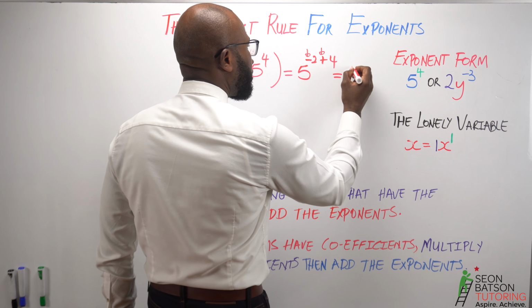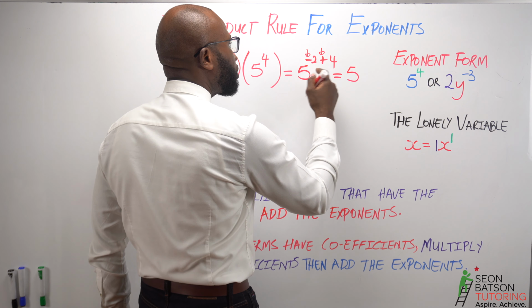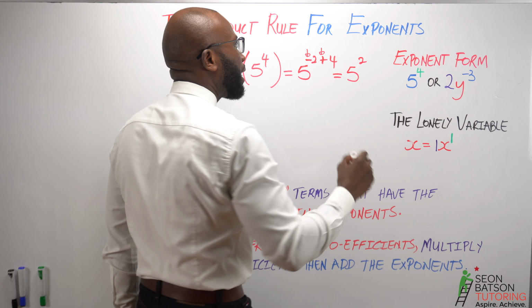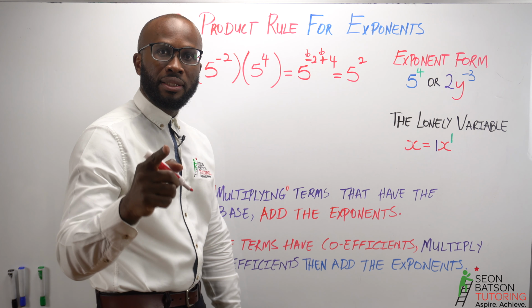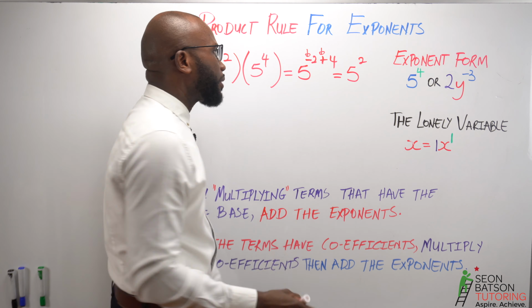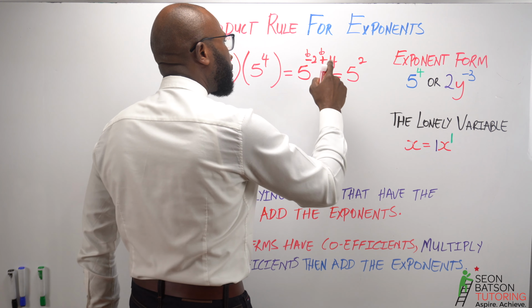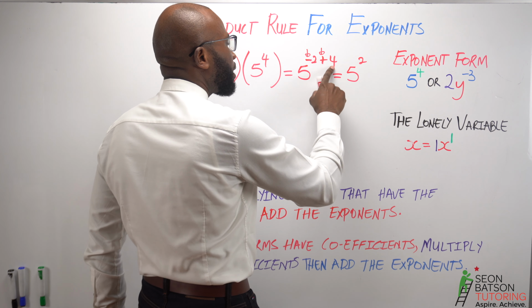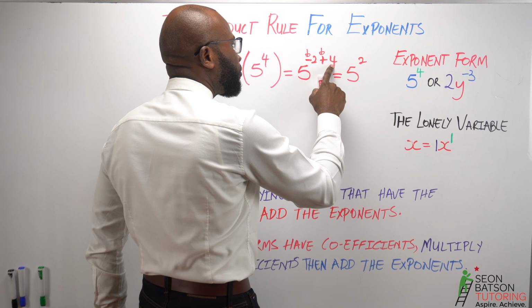Yes? So our base stays the same. If we subtract 4 and 2, we will get 2. And after subtracting, we always do what? Keep the sign that's in front of the bigger number, or the bigger integer. The bigger integer here is 4, and the sign in front of the 4 is positive. So we can say 5 to the positive 2, or 5 to the 2nd power.